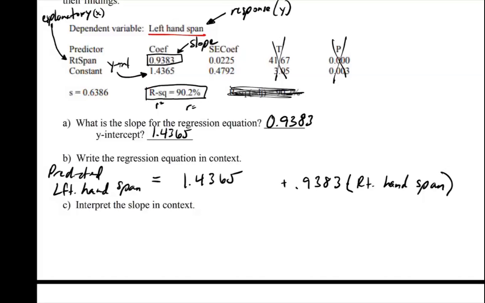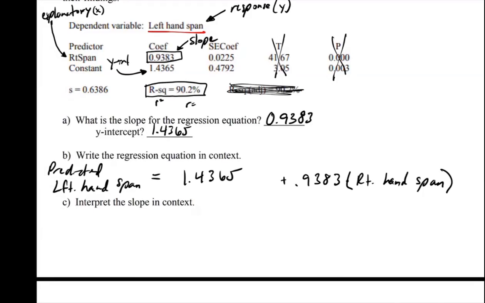That's the y-intercept, right? So that means, when would I have 1.4365 inches? If I don't have a right hand, or if there's no distance between. Okay. All right.